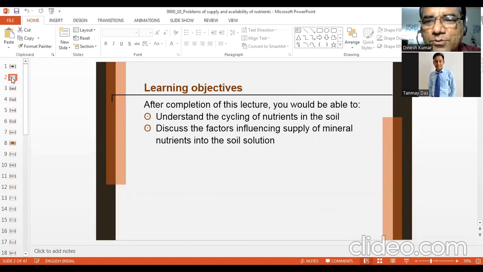Cycling of nutrients in the soil means how they are coming into the soil and how they are going out of soil. That is cycling. Discuss the factors influencing supply of mineral nutrients into the soil solution. Because you know nutrients are taken up by plant mostly from the soil solution. So there has to be supply of the nutrients into the soil solution so that plants are not getting any short supply of the nutrients.